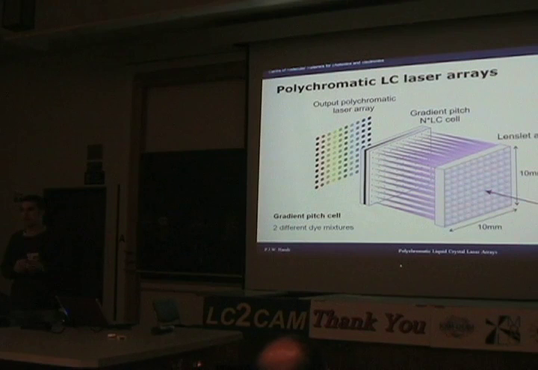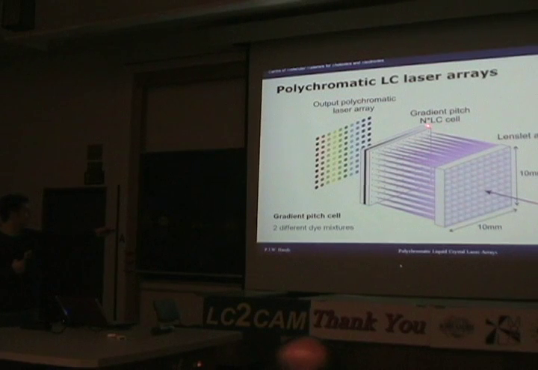So this opened up the idea to us: if we can have any colour emission from our liquid crystal laser, why not try and achieve multiple colours simultaneously in the same cell? So how could you do that? Well, we take our liquid crystal laser array system as before, but we replace our liquid crystal cell with a gradient pitch liquid crystal cell.